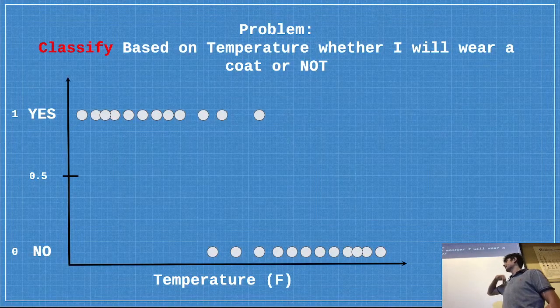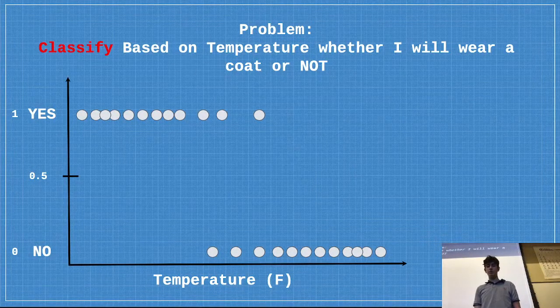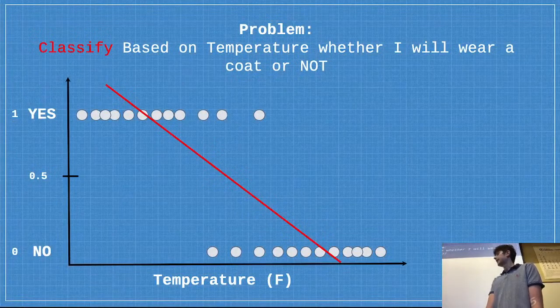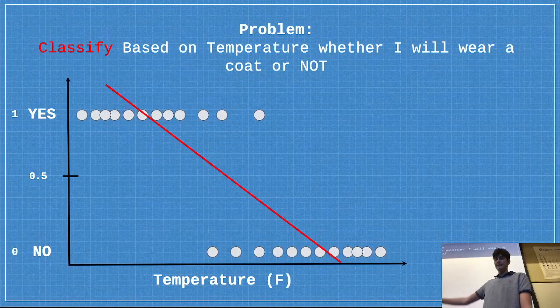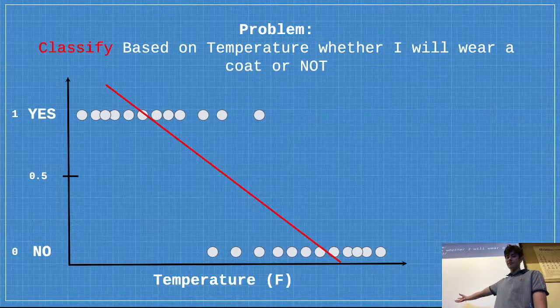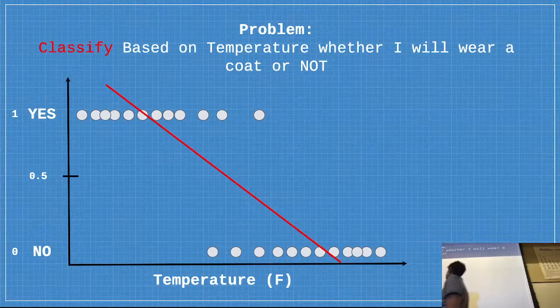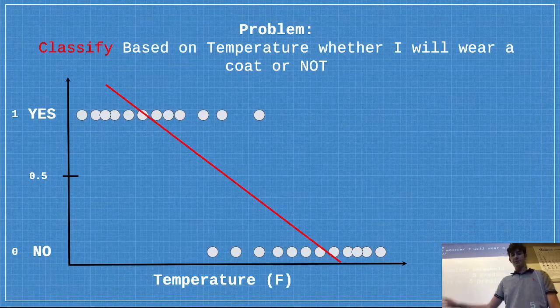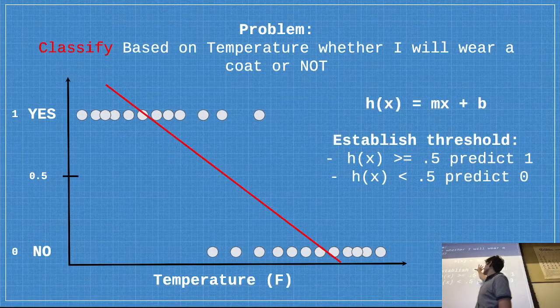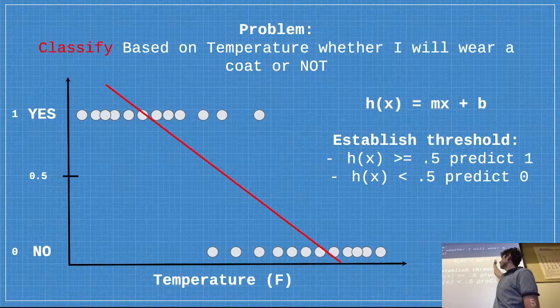So we can attack this with some method that we already know. We can try to do a line of best fit. Now this hypothesis function, this line of best fit, would look something like this. And then we would say h of x equals mx plus b, that's just the equation of some line, all right, with some slope m and some y-intercept b.